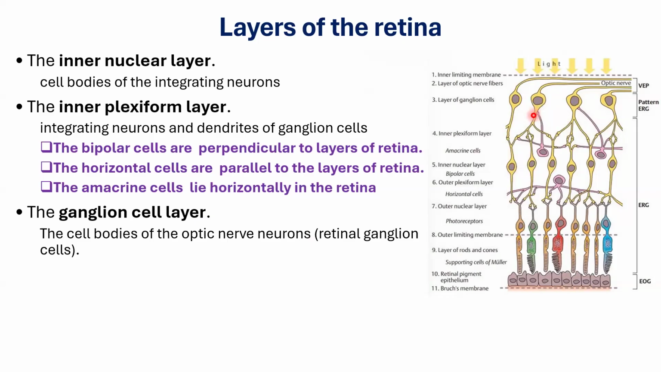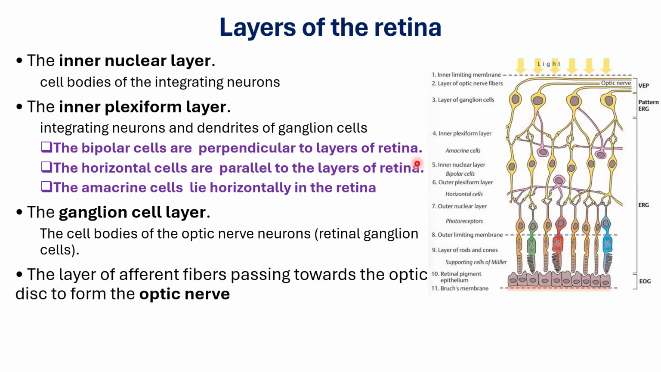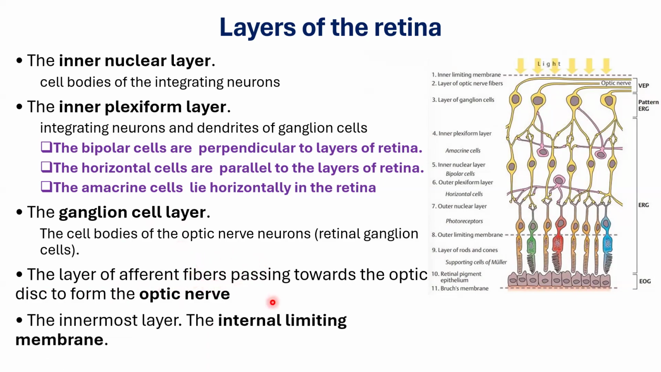The fibers from these ganglion cells go directly to form the layer of the optic nerve, as you can see there. So the afferent fibers pass toward the optic disc to form the optic nerve at this point. The afferent fibers come from the ganglion cells, and the last layer is the innermost layer, the inner limiting membrane. By that, we have the 10 layers of the retina.